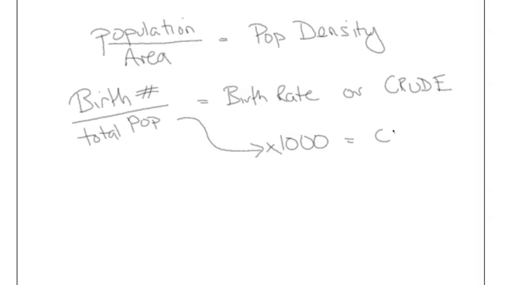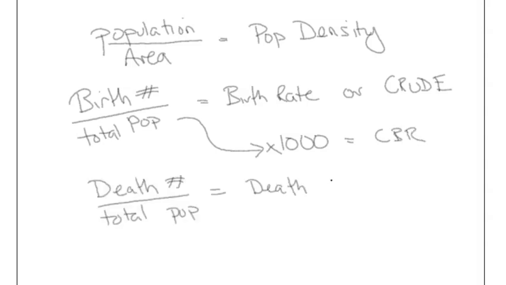Then we have the same thing with death rate, number of deaths over total population, and it gives you a percentage, which is going to be the death rate. And if you want the crude death rate, or CDR, you take this number and you times by 1,000.